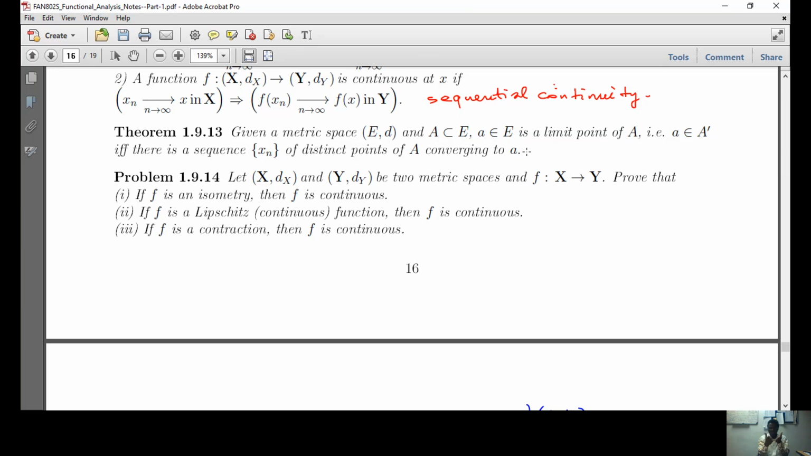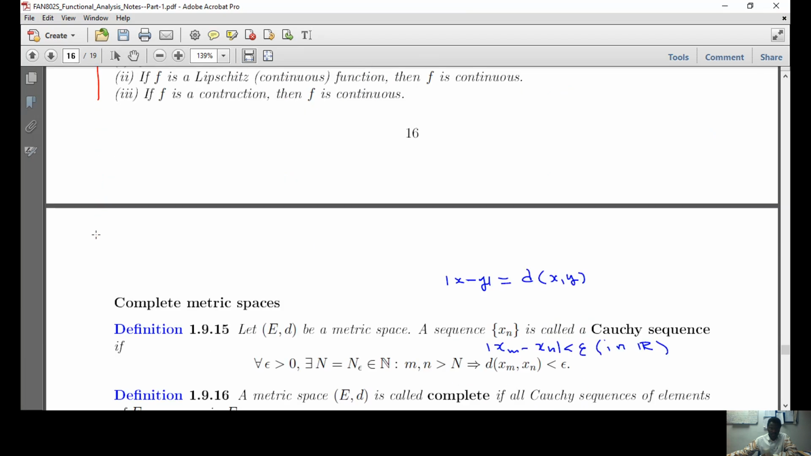if all the points of the sequence are distinct. You can go to the definition of limit point or accumulation point. You'll be able to see that in the case of limit point, all the points of the sequence have to be distinct. Whereas for accumulation point, you don't require the points to be distinct. Right? Okay, so that's for this theorem. And there's a problem here. I encourage you to try to do this problem.